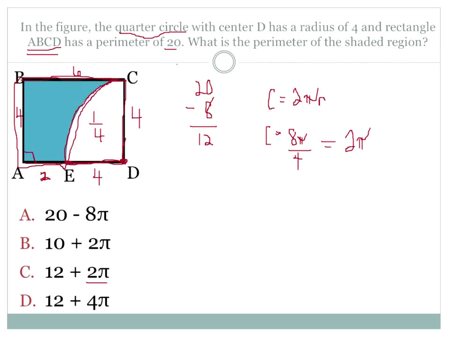So we take our 12 units and our 2 pi units and find out that C, 12 plus 2 pi, is indeed our perimeter of this shaded region. All right.